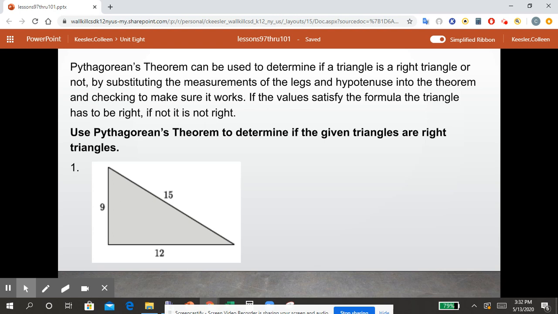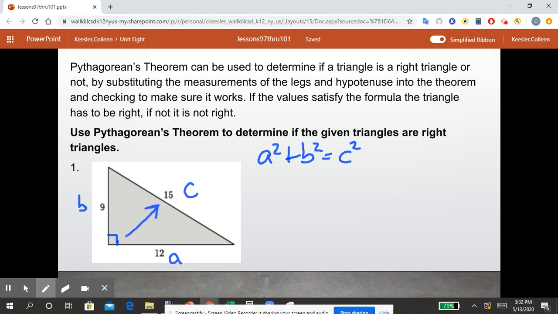So in the last lesson, we developed the formula a squared plus b squared equals c squared, which is Pythagorean's theorem. And when we have a right triangle, A and B represent the legs, or the two sides that make what looks like the right angle. And then C is the hypotenuse, or the side that is diagonal from the right angle.